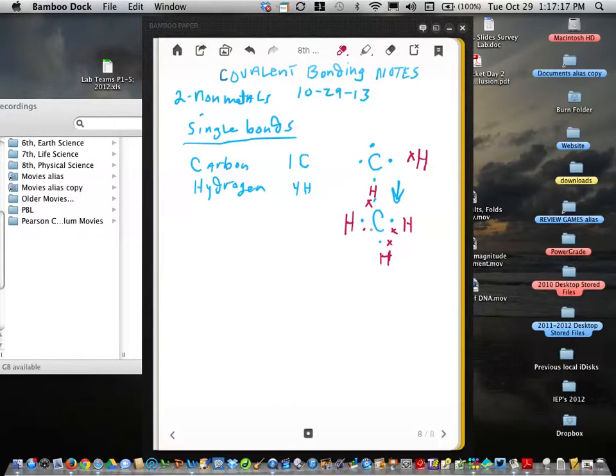Let's do one that's a little bit more complicated now. Let's do a double bond. The same principles will apply. And the way I would do this is to look for 2 nonmetals in the periodic table. The ones that I'm going to choose this time are oxygen, 2 oxygens. We're going to make oxygen gas, or O2.